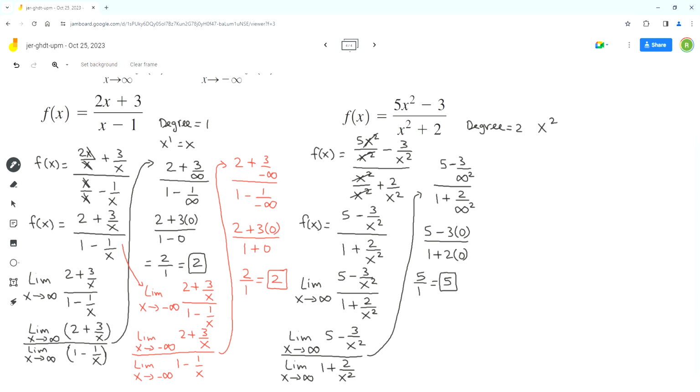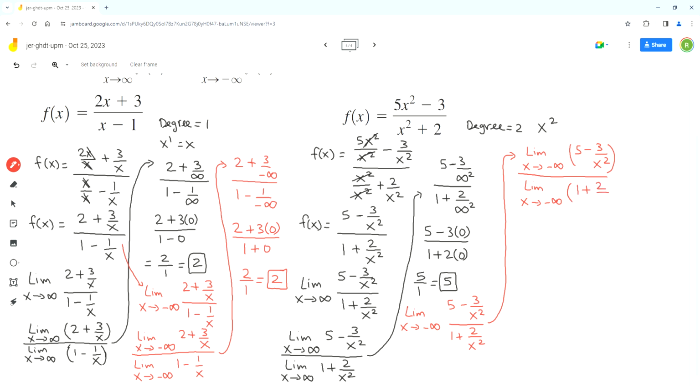Now we can evaluate the limit as x approaches negative infinity. So we get the limit as x approaches negative infinity, and we'll use the same expression that we got after dividing each term in the numerator and the denominator by x squared. So 5 minus 3 over x squared over 1 plus 2 over x squared. Now we can distribute the limit to the numerator and the denominator. So we get limit as x approaches negative infinity of 5 minus 3 over x squared, over limit as x approaches negative infinity of 1 plus 2 over x squared.